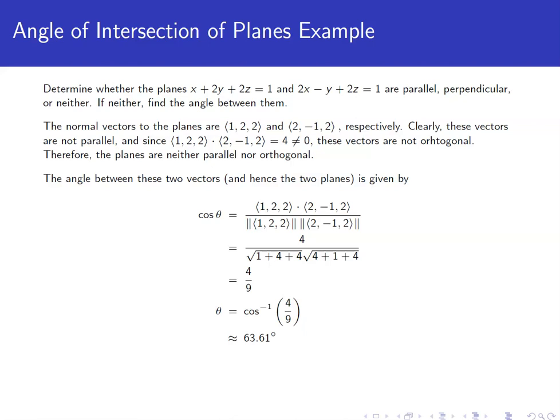Certainly, these vectors are not parallel. I would have to multiply the first one by a 2 to get the x component to work, but then the y component doesn't work. If I take 2 times 2, I don't get negative 1.